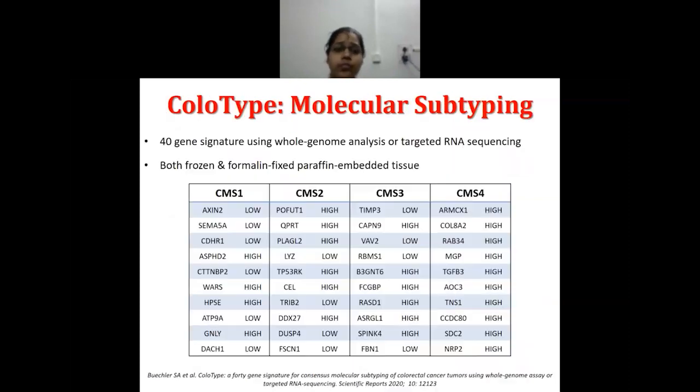Now, how do we actually characterize colorectal cancer into the various subtypes? This can now be done using the ColoType, which is basically a 40 gene signature. The genes have been mentioned in the tabular form below. This signature can be done based on both frozen as well as formalin-fixed paraffin-embedded tissue. And the technique used is whole genome analysis or targeted RNA sequencing.